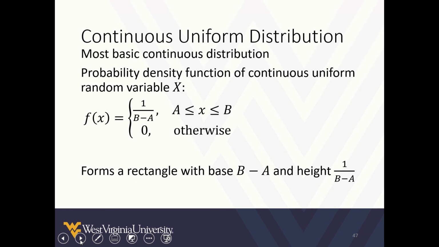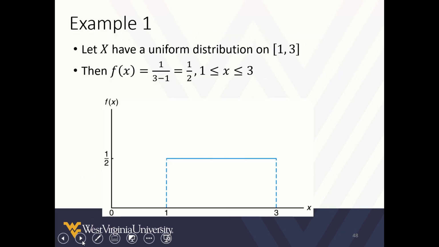So the continuous uniform distribution is incredibly basic. It is an excellent way to start out. It is simply the function equal to 1 over b minus a, where we're interested in the bounds of a less than or equal to x, less than or equal to b, and it is 0 otherwise. And what this looks like is it actually forms a rectangle with a base of b minus a and a height of 1 over b minus a.